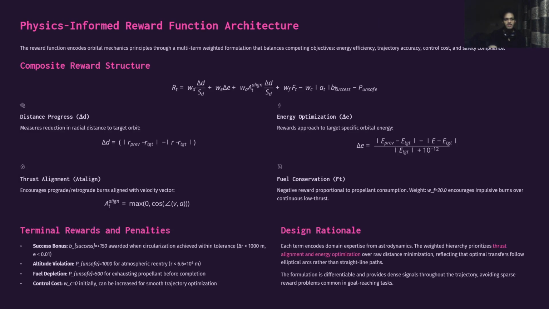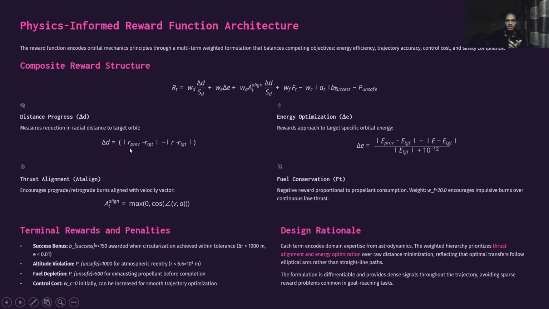So let's see the reward structure that we have made here. We have differential rewards here, delta D by ST, and WD is a hyperparameter that we could tune. The entire reward function itself is chosen by us, but WD is a tunable parameter. WE is also tunable. Delta E gives the energy difference between the orbits. Delta T is distance progress.